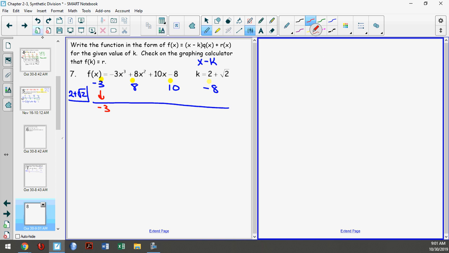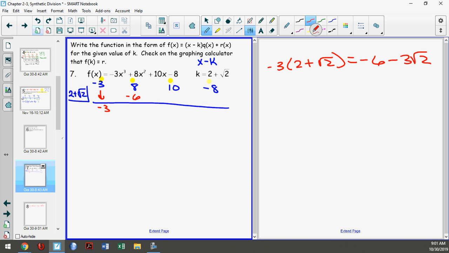Now, I'm adding another page so that you can see what I'm actually doing. We're going to multiply on the diagonal. So that's going to be negative 3 parentheses 2 plus the square root of 2. That's going to give you a negative 6 minus 3 square root of 2. Do we see that? Yes or no? Because we're multiplying this on the diagonal. Do we see that? Are we good? Okay. So that's what I'm going to come over here. I'm going to put the negative 6 under the 8, and this is negative 3 square roots of 2.